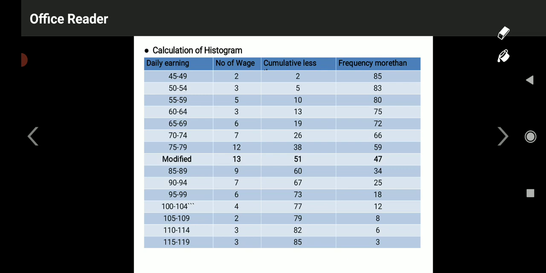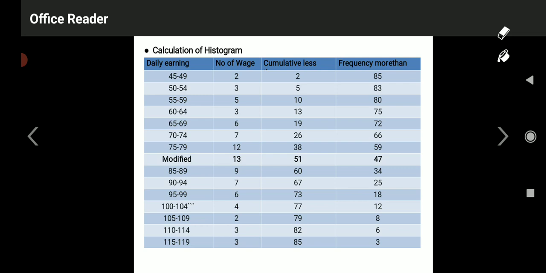And 85 to 89, 9 are there, 90 to 94, 7 are there, 95 to 99, 6 are there, 100 to 104, 4 are there, 105 to 109, 2 are there, 110 to 114, 3 are there, 115 to 119, 3 are there. Here the maximum frequency, the observation is 13, that falls in the class interval of 80 to 84. The total number of observations in the entire community is 85.